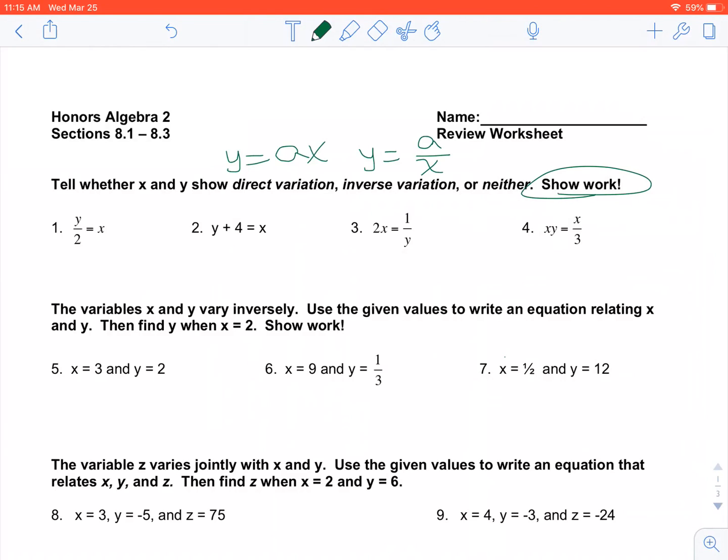So looking at the first one, if I take the 2 to the other side by multiplying it, I get y equals 2x, which is a direct variation. That's the minimal amount of work that I need to see.